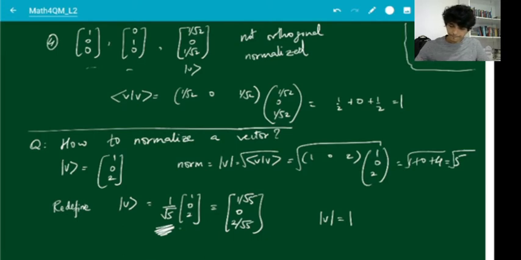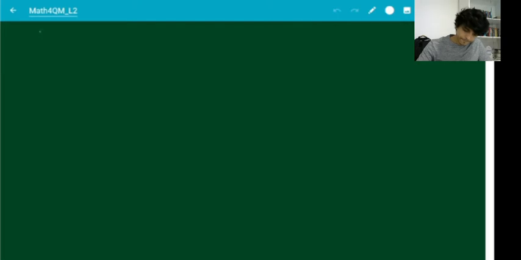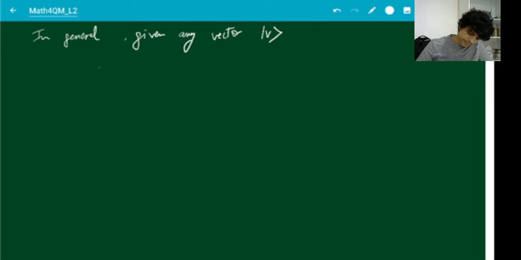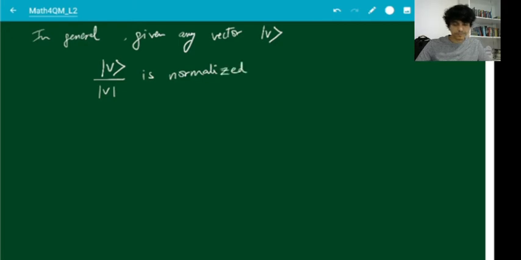In general, given any vector v, if I take v and divide it by mod v, this is normalized because this will have length equal to 1.